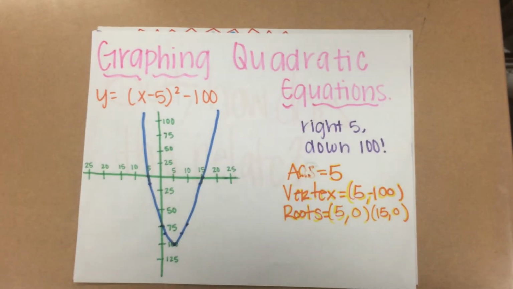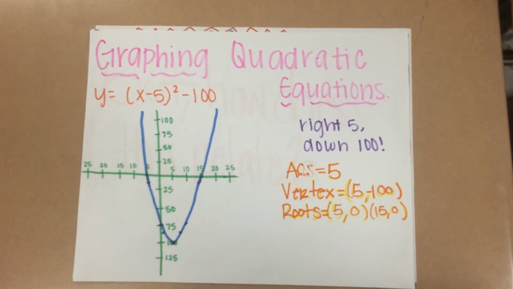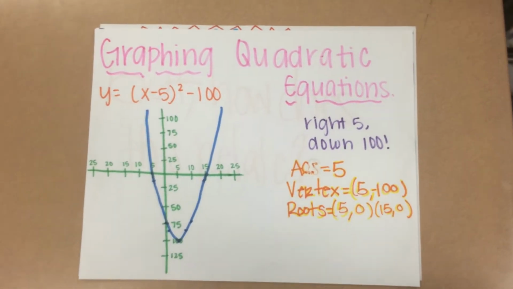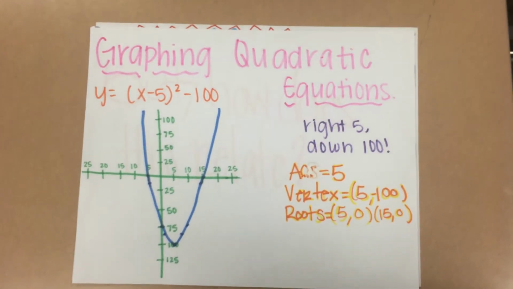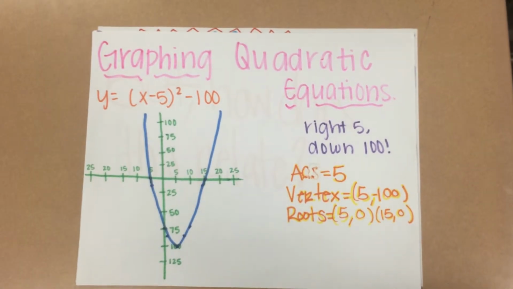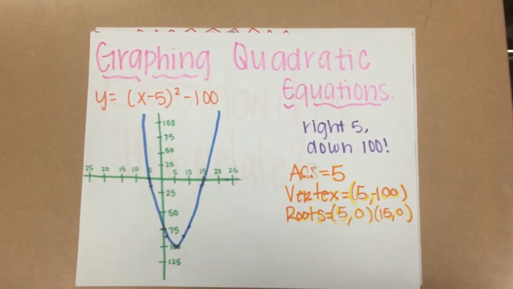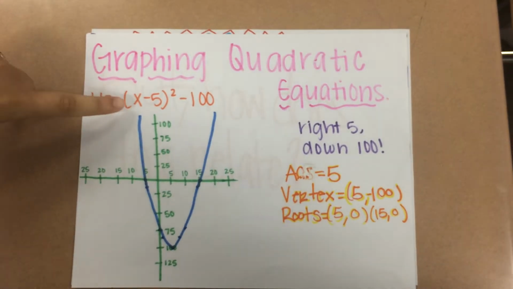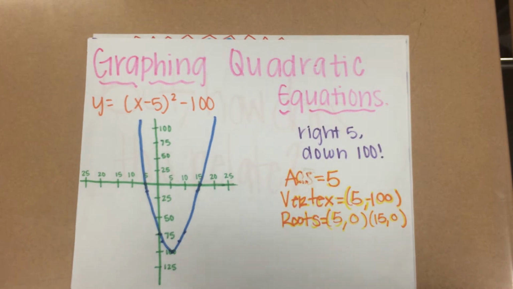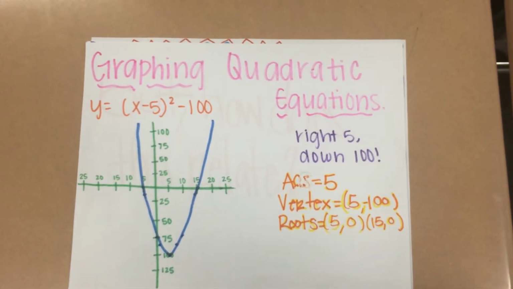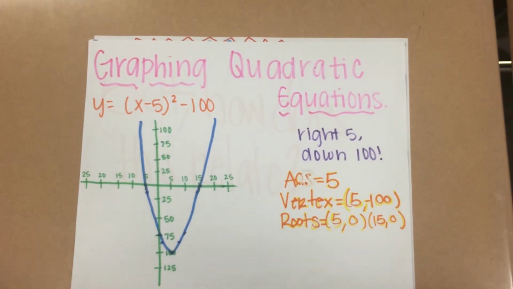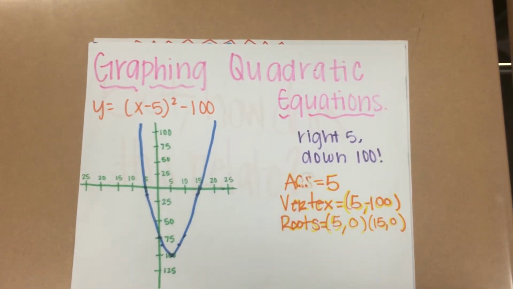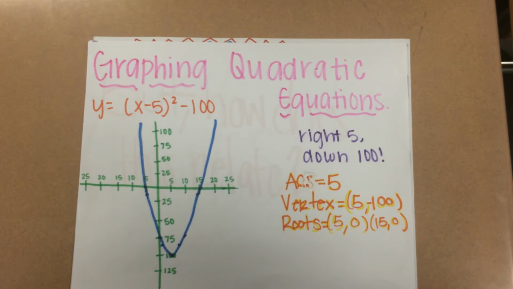Graphing quadratic equations. Y equals, in parentheses, x minus 5 squared minus 100. Your starting point for all graphs is 0, 0. When x minus 5 means that if it's negative, you move it 5 spaces to the right, but if it's positive, you move it 5 places to the left. And negative 100 means you move it down 100 spaces.